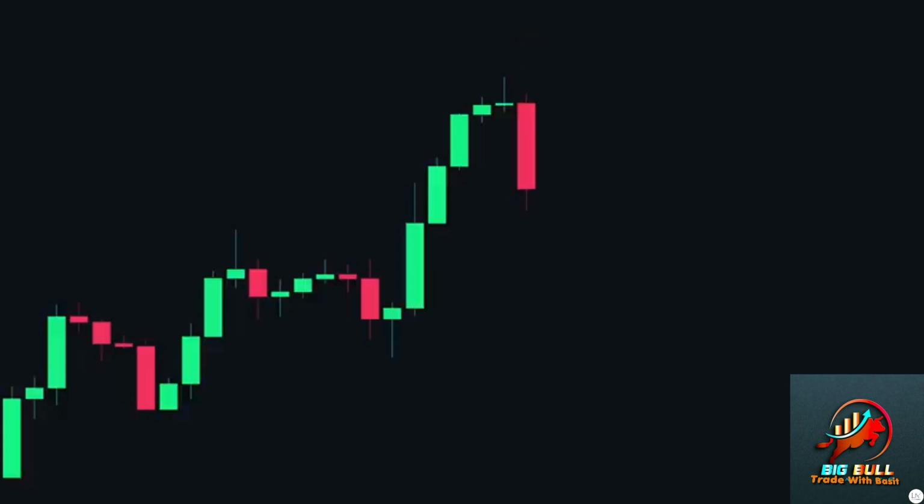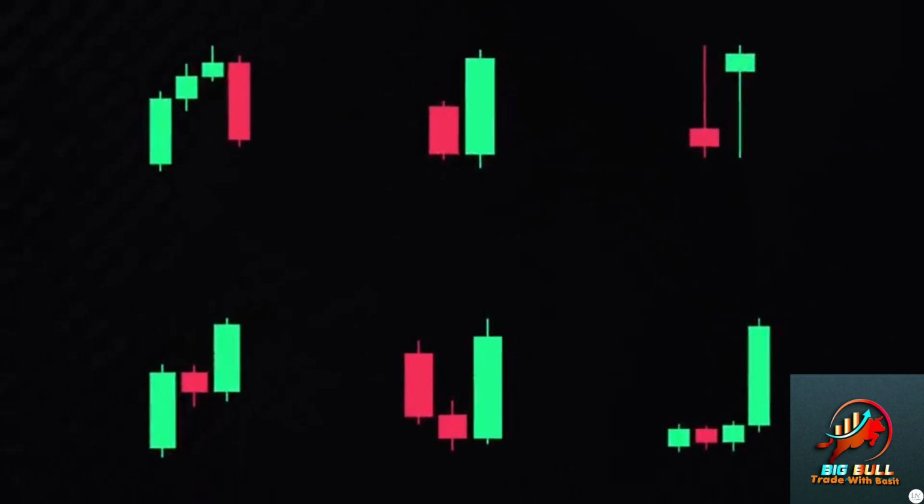In this case, you can enter a short position at the close of the red candle, with a stop loss at the high of the previous candle. So those are the 6 candlestick patterns that I've found to work. Now, keep in mind, when traded on their own, these patterns may not always be as effective. However, if you combine them with other forms of analysis, like key levels, they can become much more powerful.